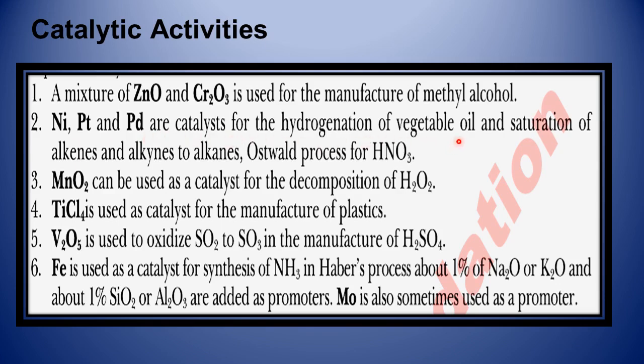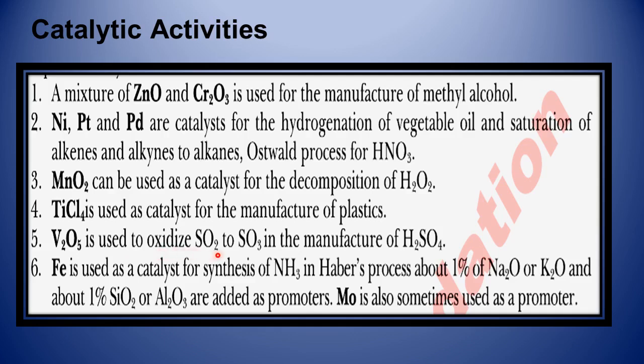They are also used in Ostwald's process for the manufacture of nitric acid. Manganese oxide can be used as a catalyst for the decomposition of hydrogen peroxide. Titanium tetrachloride is used as a catalyst for the manufacture of various plastics. Vanadium pentoxide is used to oxidize sulfur dioxide into sulfur trioxide, which is used in the manufacture of sulfuric acid.